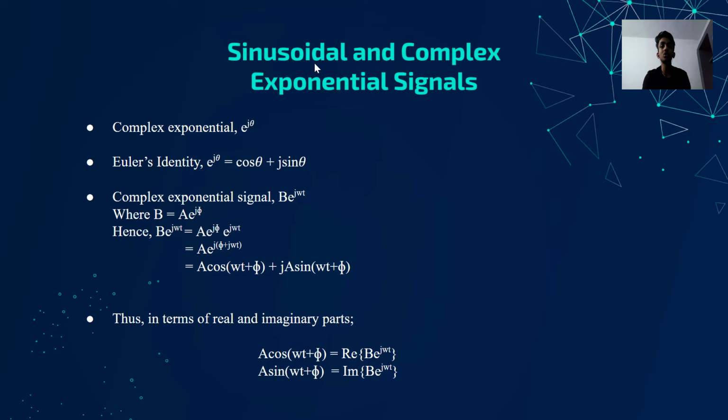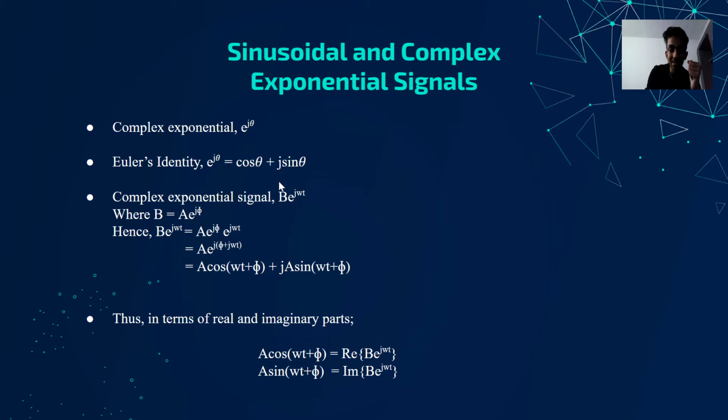Moving ahead. Now let's talk about sinusoidal and complex exponential signals. So what is a complex exponential? This is an example of a complex exponential, e raised to the power j theta. Now here we'll use Euler's identity. With Euler's identity, e raised to the power j theta becomes cos theta plus j sin theta. Now the complex exponential signal is written as such: B e raised to the power j omega t. Here B is actually A e raised to the power j phi.